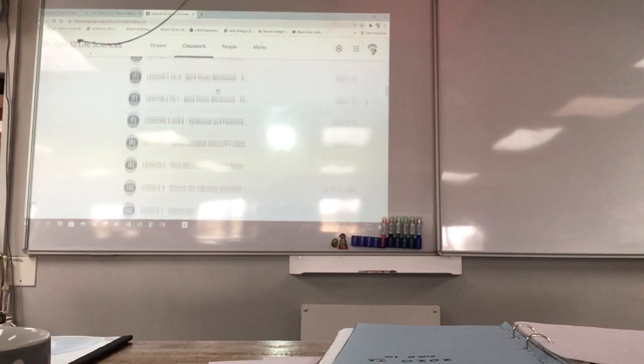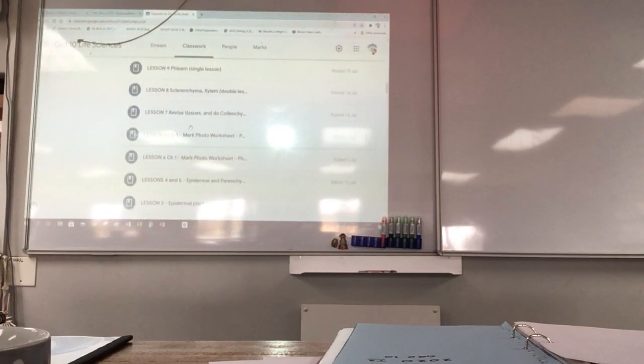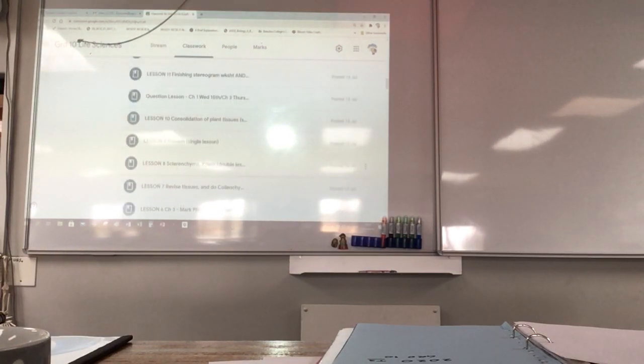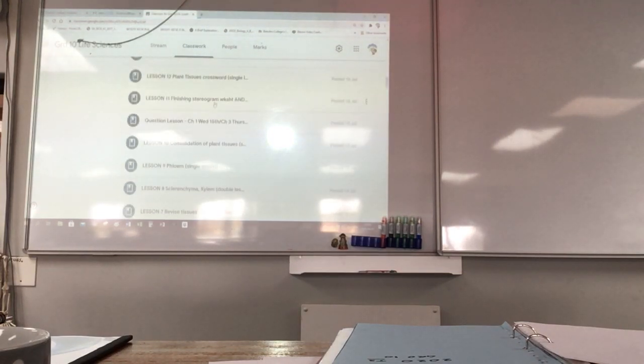Okay. Then we started the photo worksheet, a bit of botany. Then the strengthening tissue, parenchyma, sclerenchyma. Phloem and xylem. First phloem, xylem, then phloem. Then we had quite a bit of time to put everything together. And then I started getting you to colour in things.